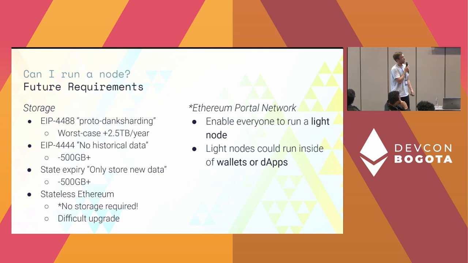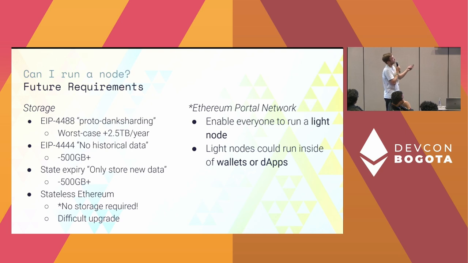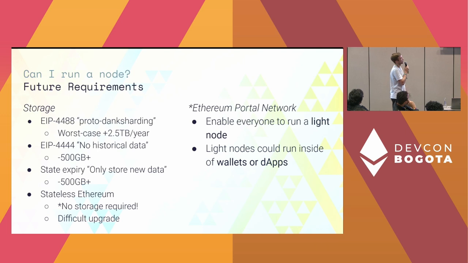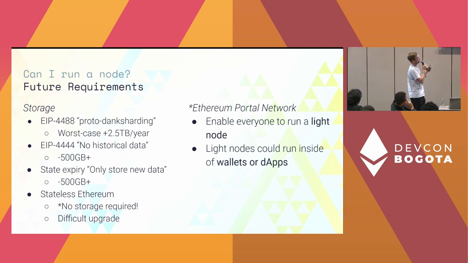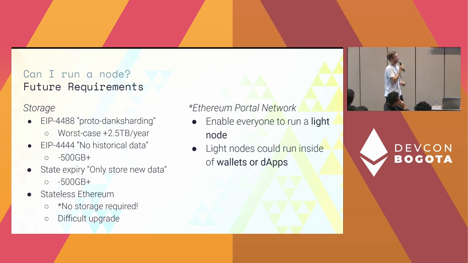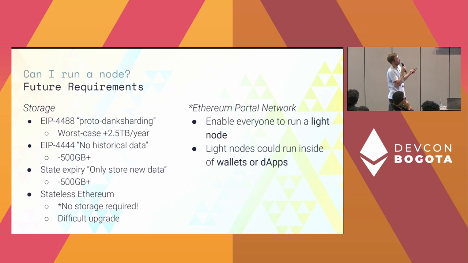In one of Vitalik's write-ups, he said that if proto-danksharding goes through, we also need EIP-4444. What that does is eliminate the historical data requirement from the nodes, which would save about 500 gigabytes, and cut down the requirement on nodes having to store all of this data.